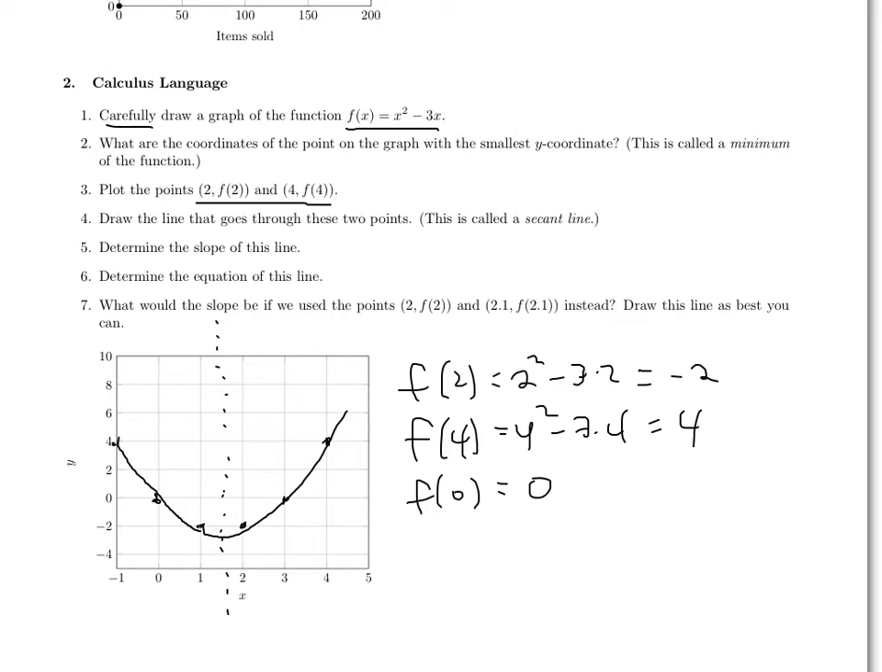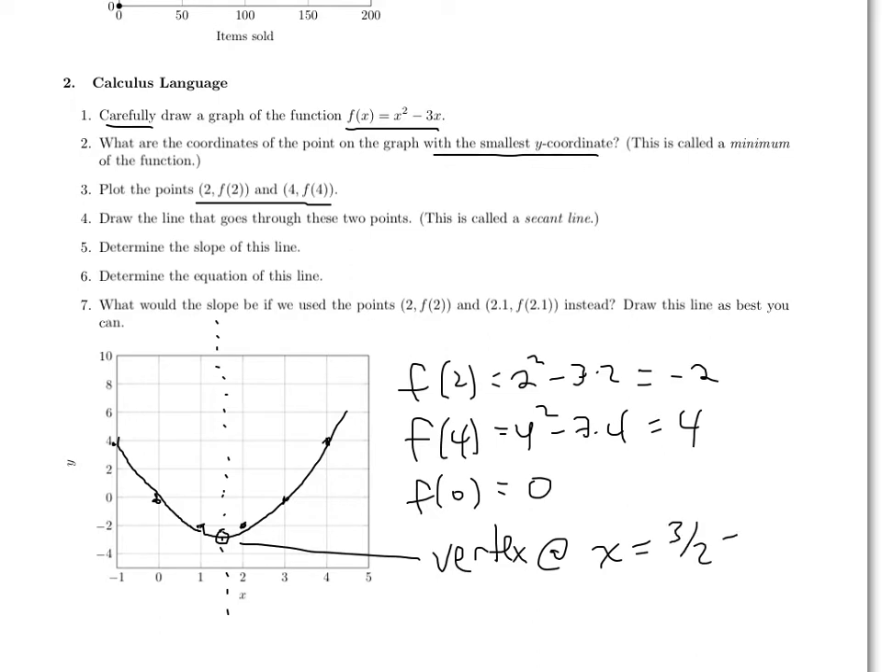The smallest y-coordinate, again, is something that we can take advantage of symmetry to understand. Finding the minimum or maximum of a parabola is actually a pretty easy question. It always occurs along the axis of symmetry. So having found where the center of symmetry is for this parabola, we know that the minimum, which is called the vertex of the parabola, is always going to be on the axis of symmetry. And so the vertex here is going to be at x equals 3/2, or 1.5.